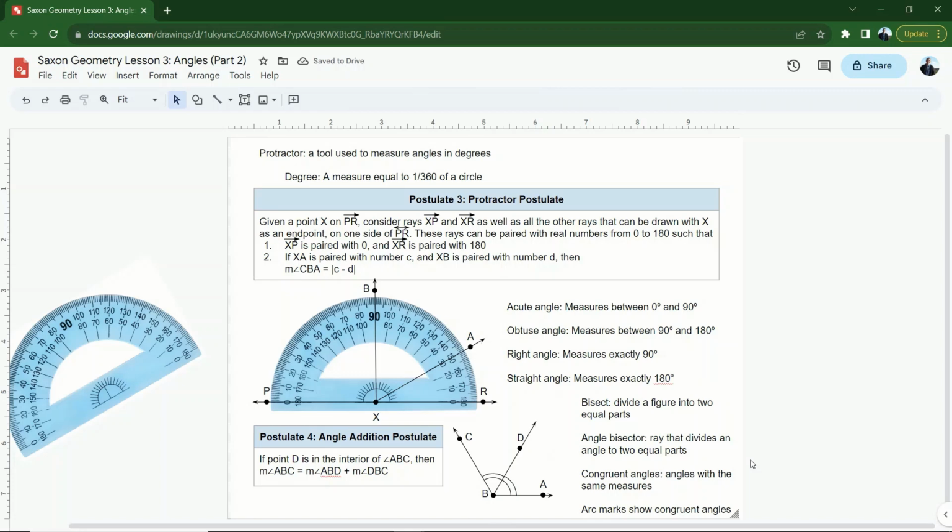Let's see if that's good. Yep. So because I have 2 arcs on each angle and they match each other, that means that they are congruent. They're the same. All right, that's it. Now we know a lot more about angles, and the next thing we're going to do is work some practice problems related to angles.